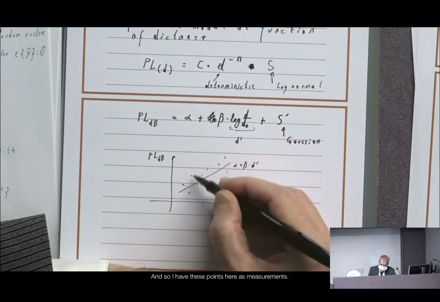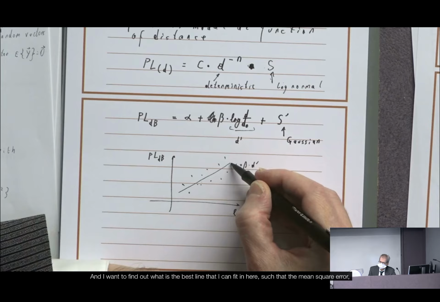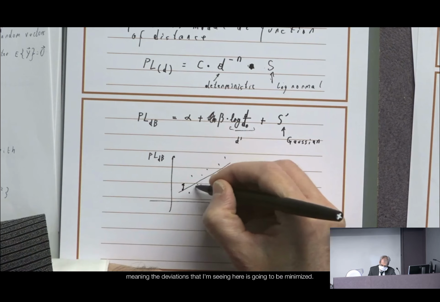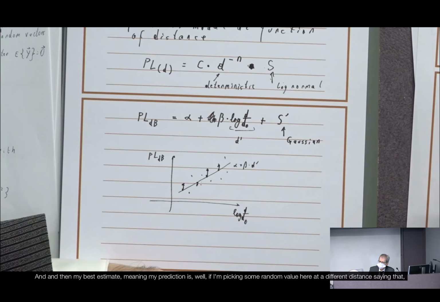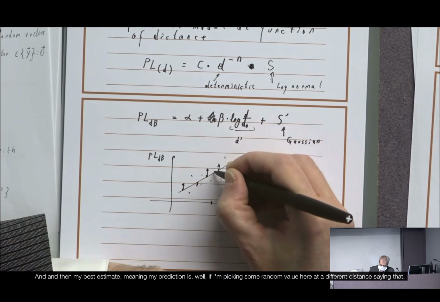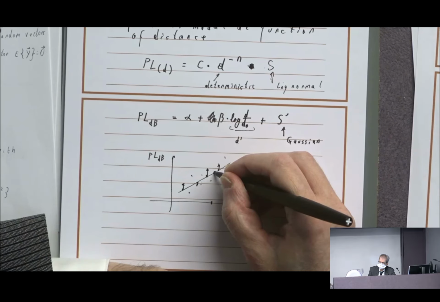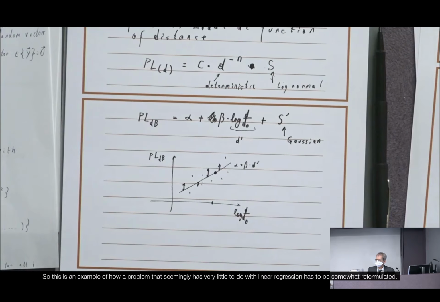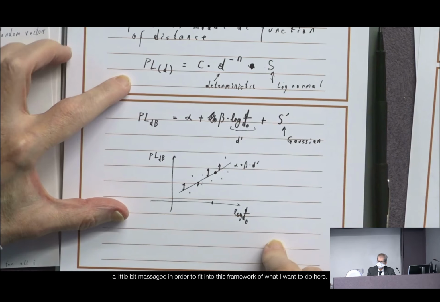So I have these points here as measurements, and I want to find the best line that I can fit in here, such that the mean square error, meaning the deviations that I'm seeing here, is minimized. And then my best estimate, meaning my prediction, if I'm picking some random value here at a different distance, is what the path loss is going to be at that location. This is an example of how a problem that seemingly has very little to do with linear regression has to be reformulated, a little bit massaged, in order to fit into this framework.